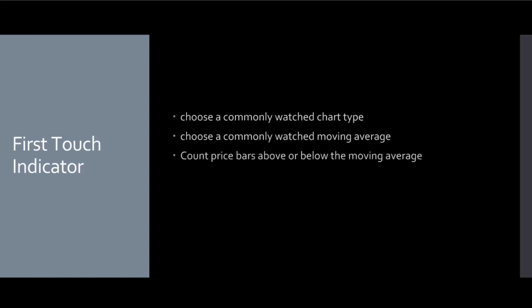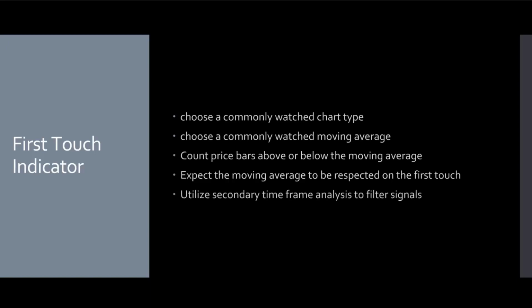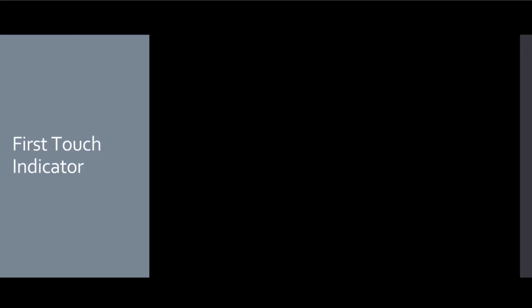Because other traders are watching them, we believe the market is going to react to them. So how this indicator works is we count bars above or below the moving average, and you'll see this on a chart in a second. We expect the moving average to be respected on the first touch. We can also utilize a secondary time frame to filter the signals, but I won't get into that today. Now I'm going to jump back to the screen sharing.